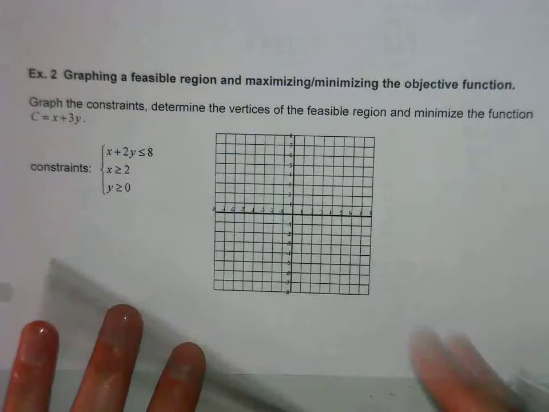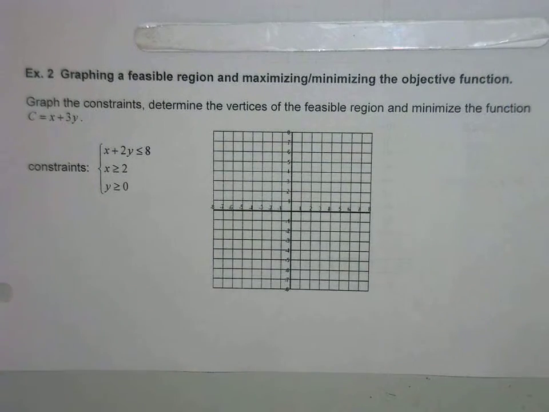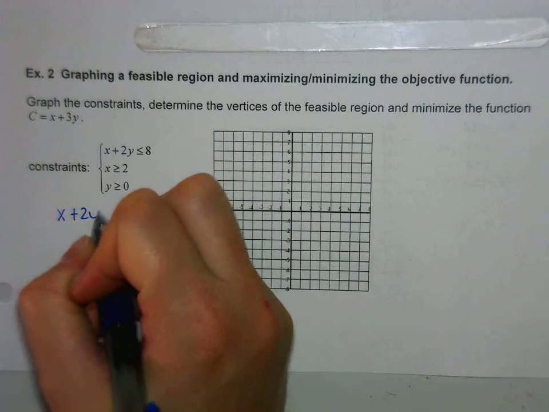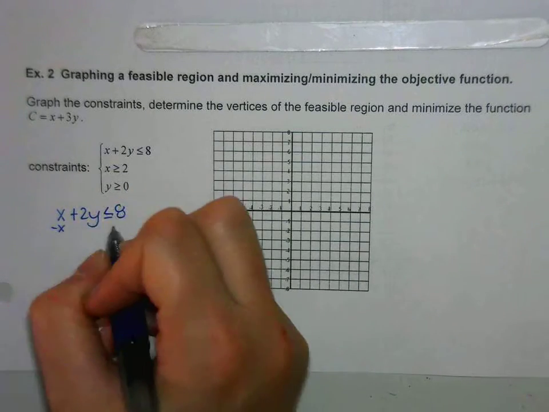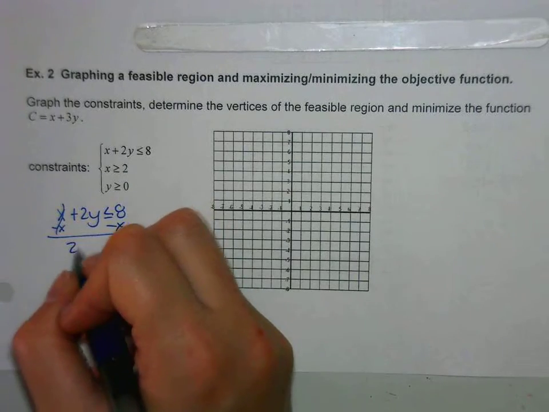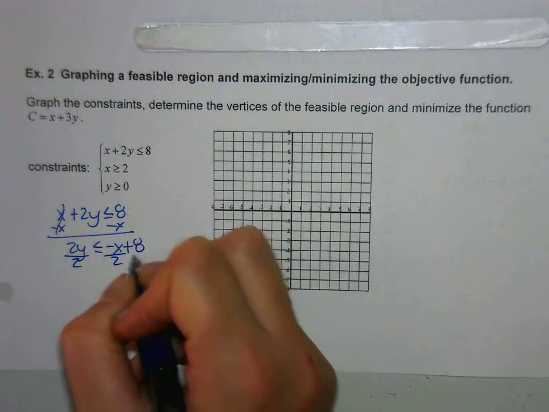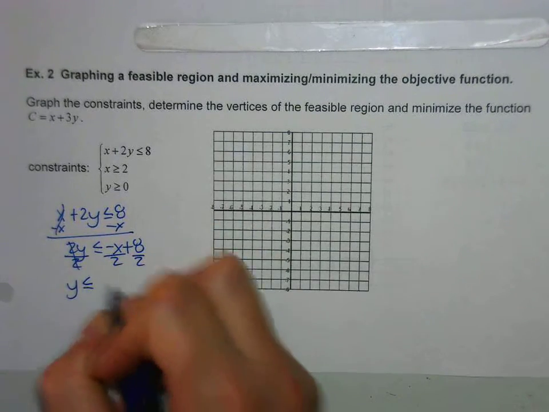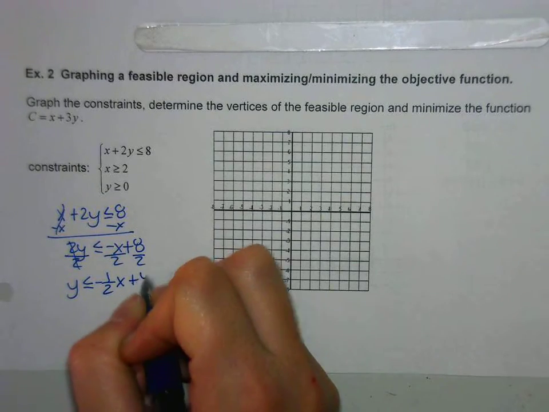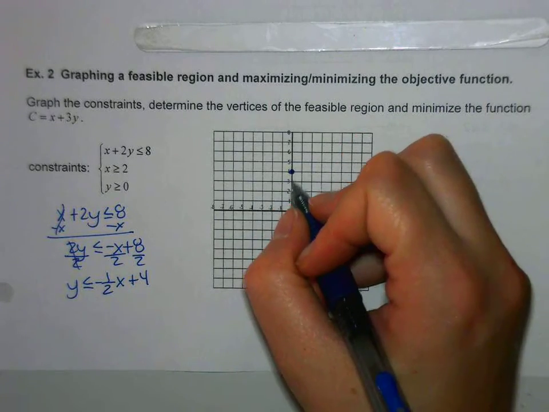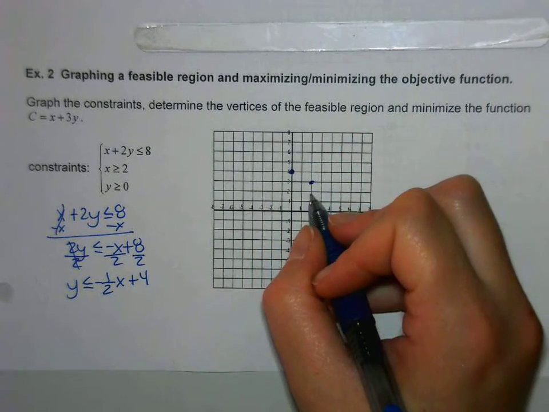So number 2, we want to graph our feasible region and find the maximum vertex for this function. First of all, I need to rewrite this so it's in slope-intercept form for me to graph. So I subtract x from both sides. 2y is less than or equal to negative x plus 8. Divide each side by 2. So y is less than or equal to negative 1/2 x plus 4. If I graph this equation, I'm at a positive 4 on my y-axis, and my slope is negative 1/2.